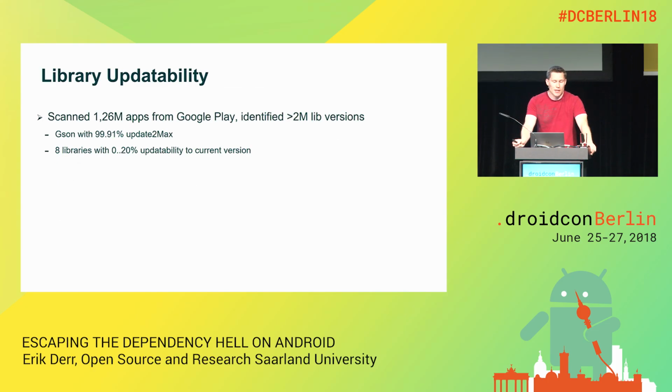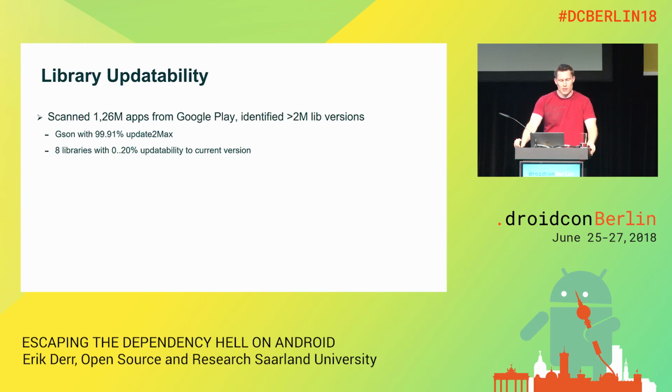We then applied this again to apps from Google Play. So we scanned more than 1.26 million apps. We identified more than 2 million library versions with a high accuracy. So everything where we are not exactly sure, we filtered out in this step.